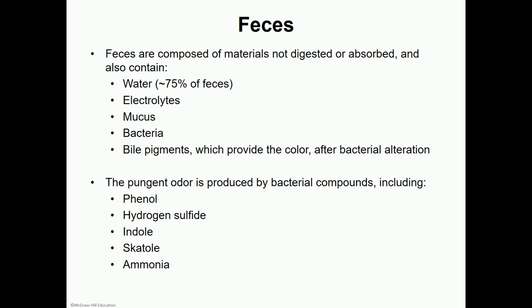Now, what are feces made out of? Well, it's basically made out of everything that we could not digest or absorb. It also has some water, electrolytes that we couldn't absorb, mucus, remember all the mucus that was produced, bacteria, the bacterial flora, and bile pigments. These bile pigments give us the characteristic color of feces. The odor is due to the compounds produced by bacteria, and they include phenol, hydrogen sulfide, indole, skatole, and ammonia.